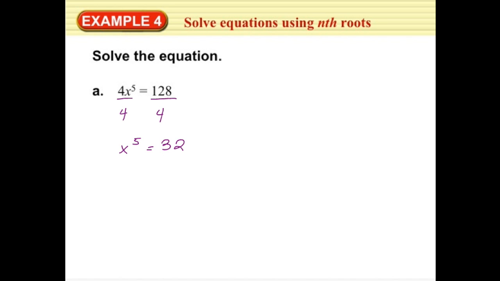And then just like you would in a typical algebraic expression, I need to take the 5th root of both sides in order to get x is equal to the 5th root of 32, which I solved for in my last problem, so I know it's equal to 2.